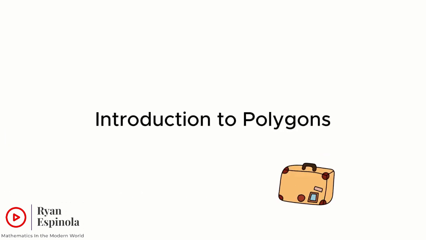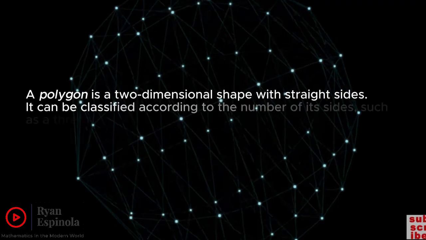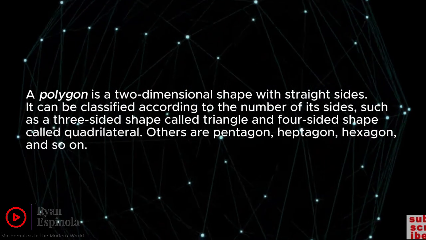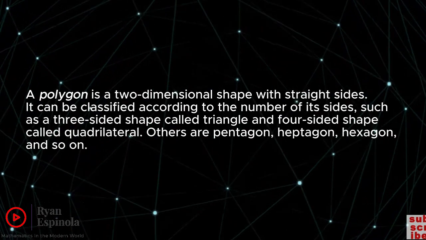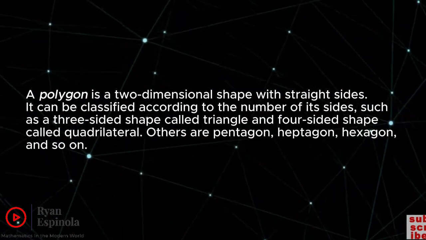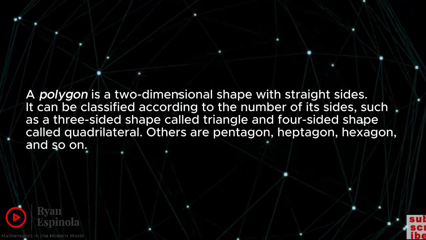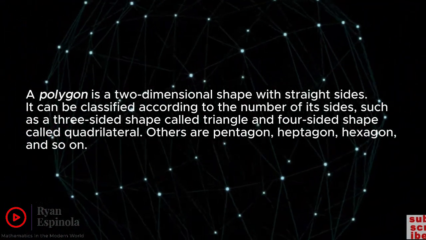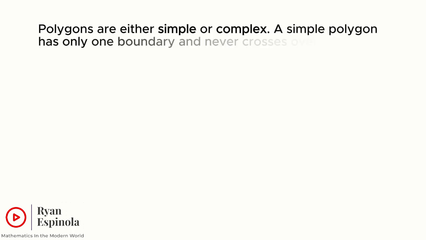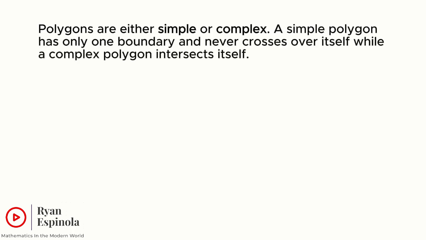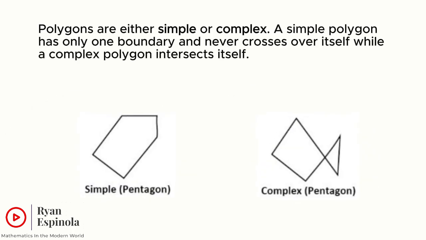Let's start with a polygon, which is a two-dimensional shape with straight sides. It can be classified according to the number of its sides, such as a three-sided shape called a triangle and a four-sided shape called a quadrilateral. Polygons are either simple or complex. A simple polygon has only one boundary and never crosses over itself, while a complex polygon intersects itself.